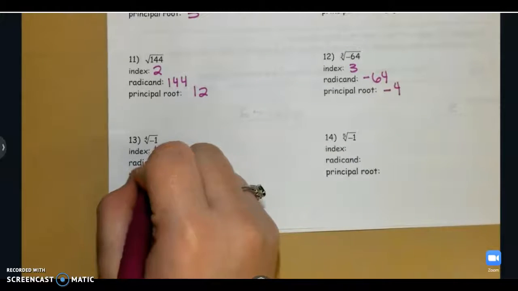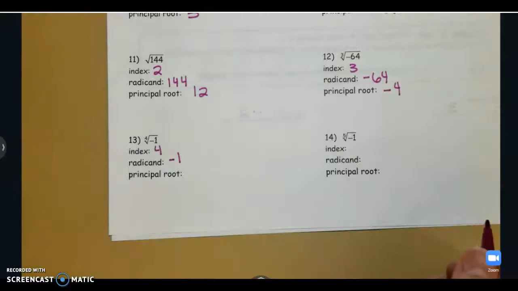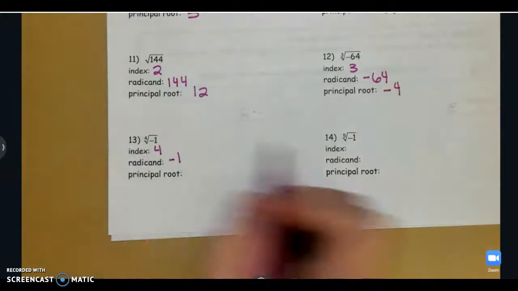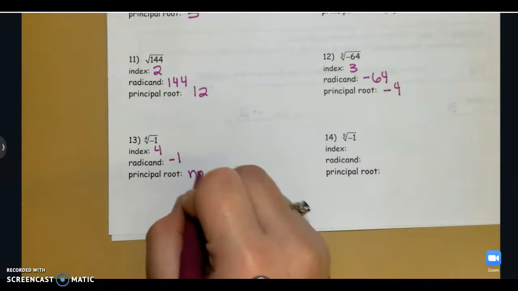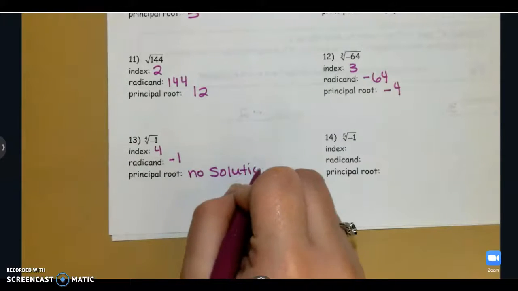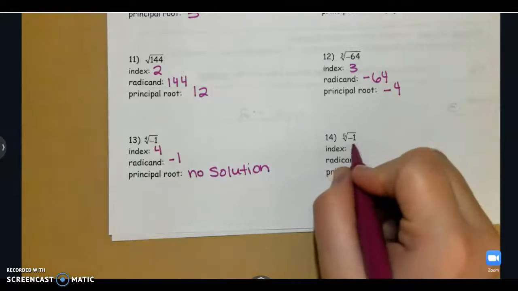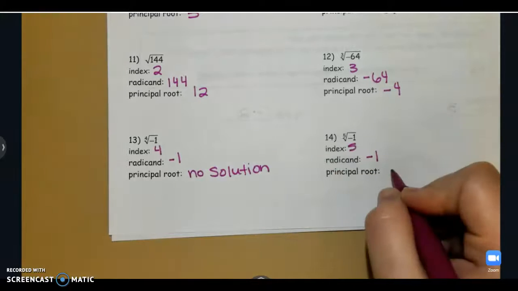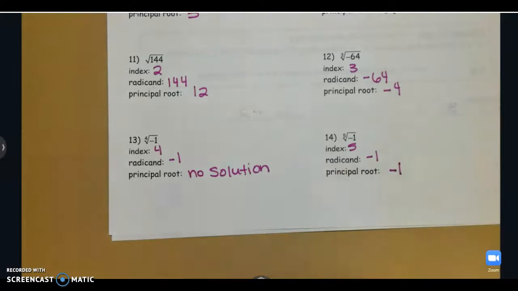The index is 4, the radicand is negative 1, and we can't take the even root of a negative number, so that would be no solution. Then if we have the fifth root of negative 1, that's going to be negative 1. We can take the odd root of a negative number.